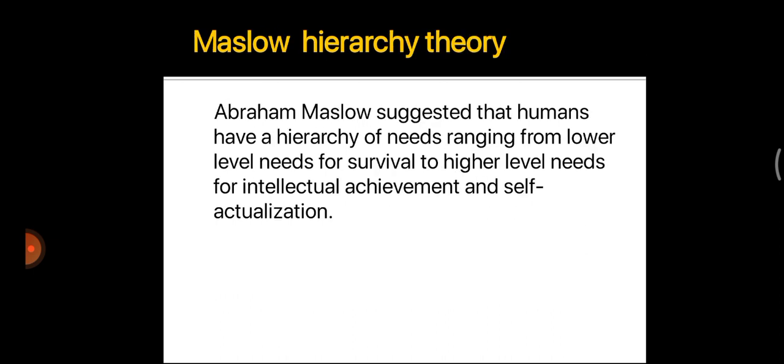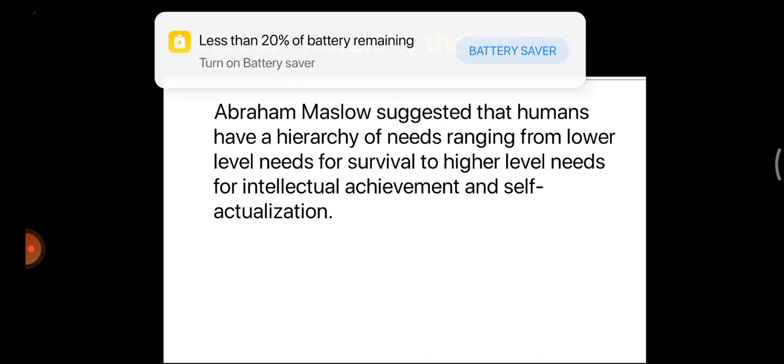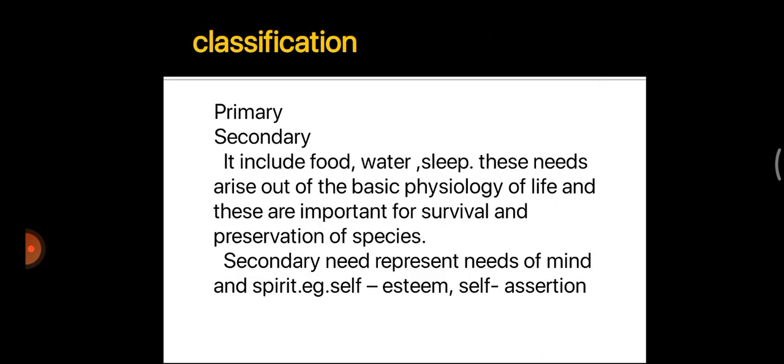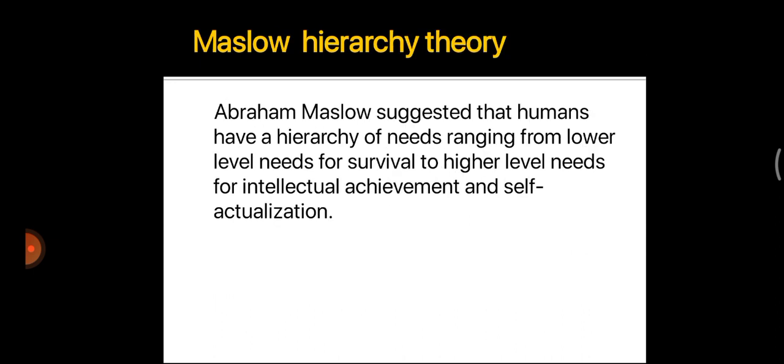Then we come to the theories. Many scientists have given theories for motivation. One of the important theories is Maslow's hierarchy theory. It is also known as content theory. Abraham Maslow suggested that humans have a hierarchy of needs ranging from lower level needs for survival and safety to the higher level needs for intellectual achievements and self-actualization.